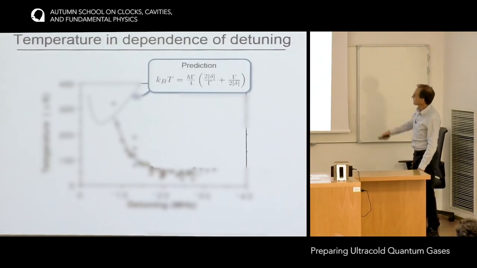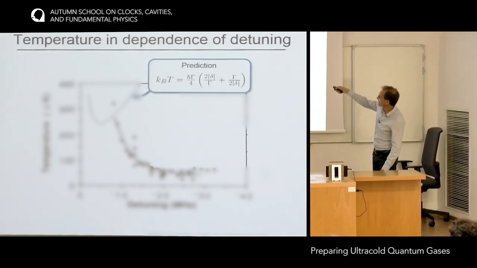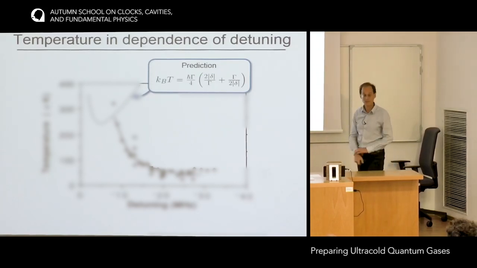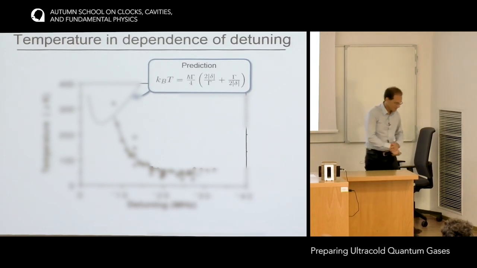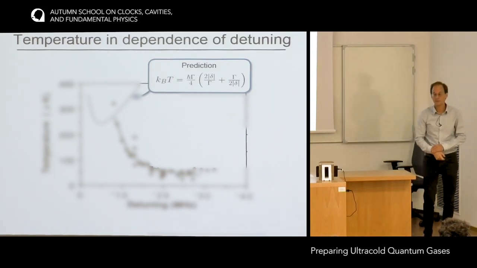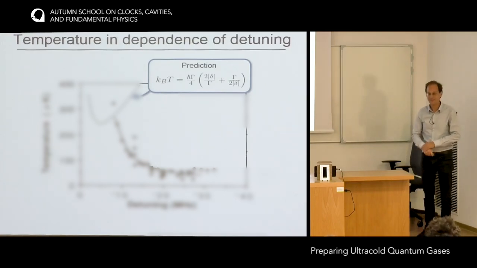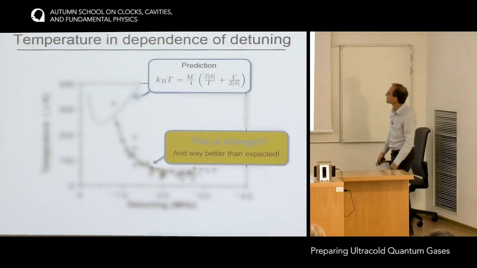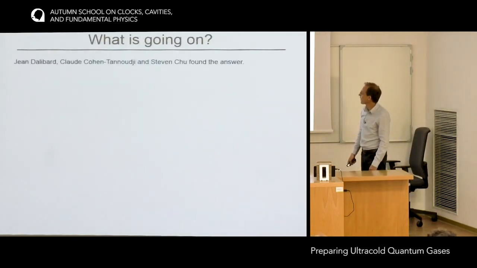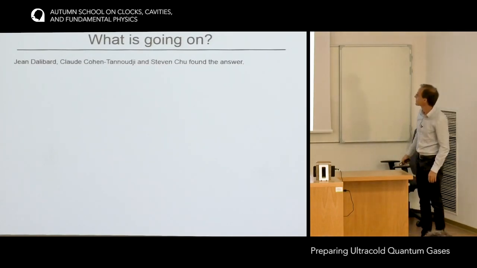And here's the graph which Marco showed again. This is the prediction of the simple Doppler theory. This is what they measured. Now, it's pretty usual that experimental data doesn't lie on predictions. But it's highly unusual that it's better than what was predicted. Usually it's the other way around. So how does this come about? Let me try to explain this.